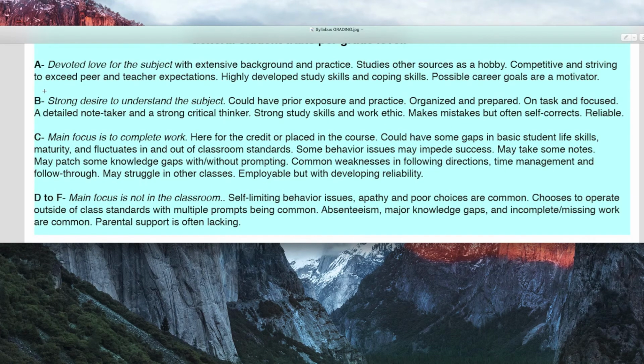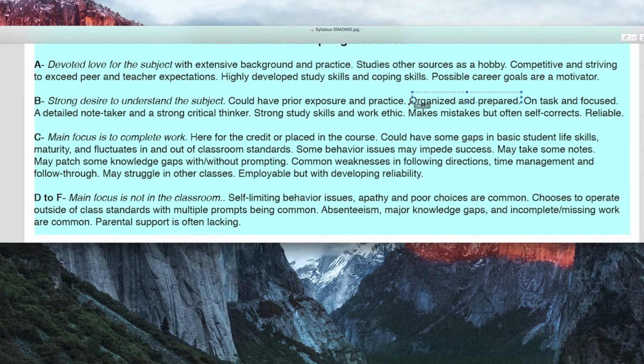A B-level student has a strong desire to understand the subject. The A-level student has a devoted love, meaning they practice and they love it. A B-level student has a strong desire to understand it. And for whatever reason, that's up to them. It might be for grades, who knows? But they could have prior exposure and practice. It sure makes it easier to get a B that way.